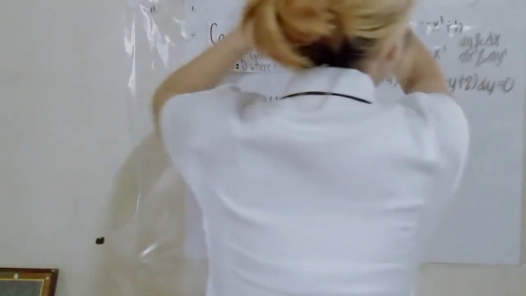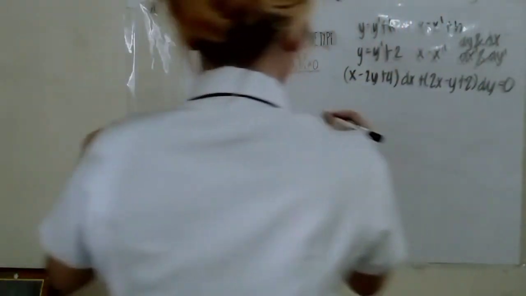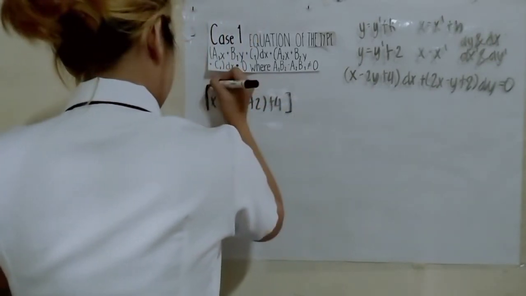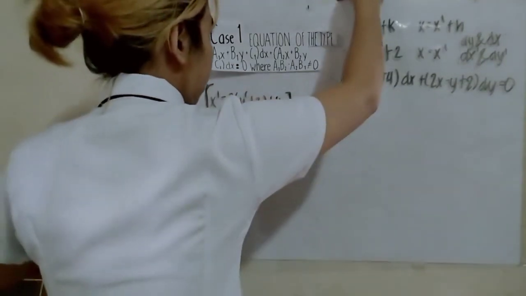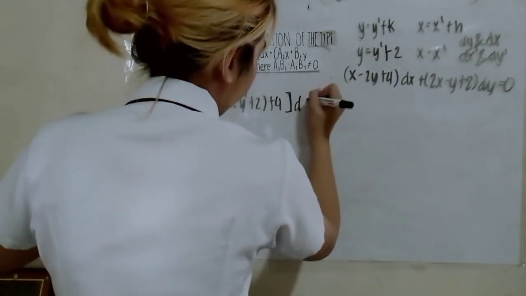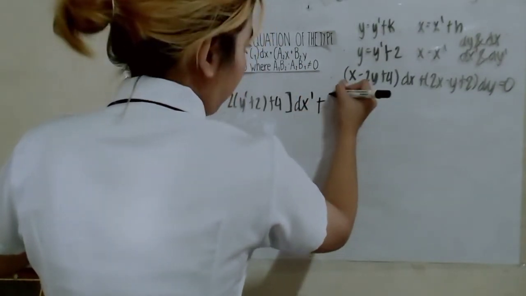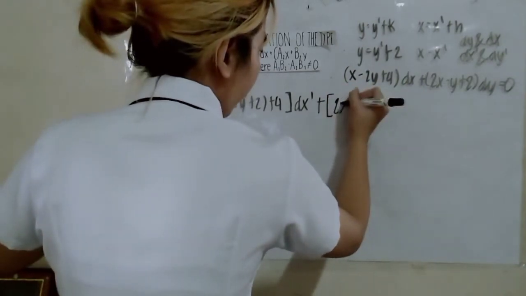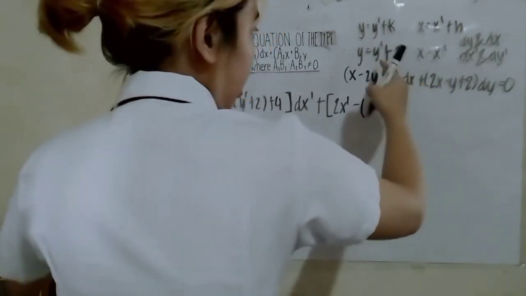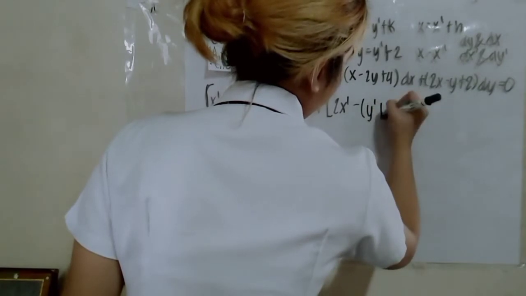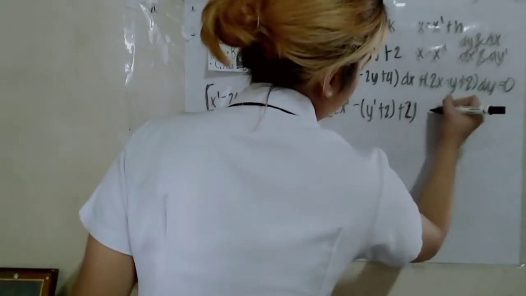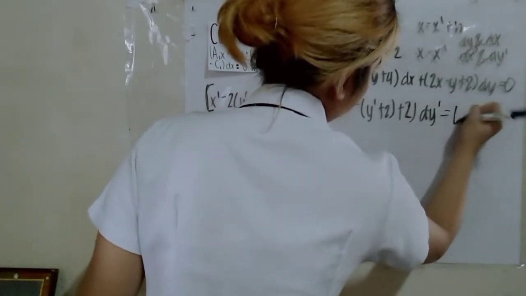Then dx becomes dx prime, plus 2x prime minus y, which we substitute with y prime plus 2. We copy the 2, then dy prime equals 0.